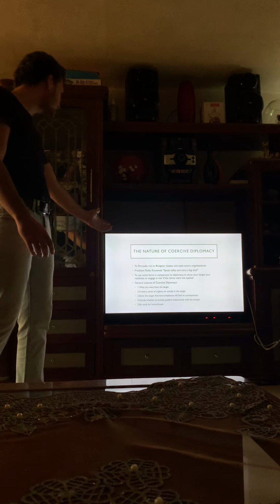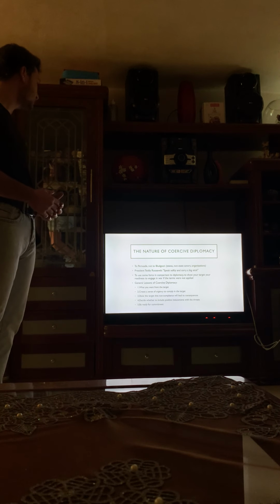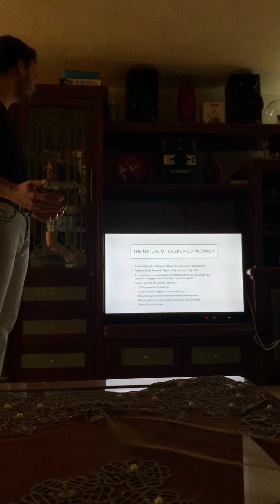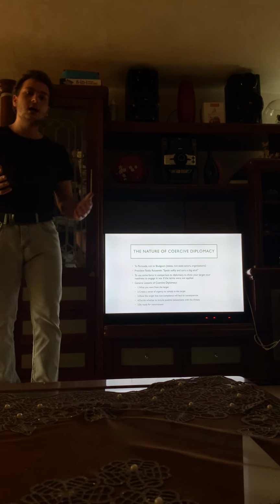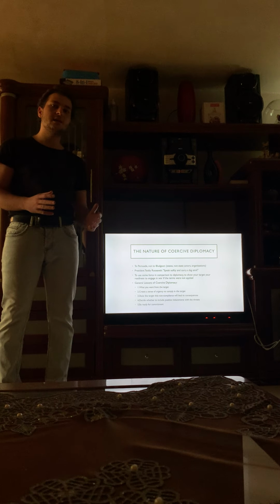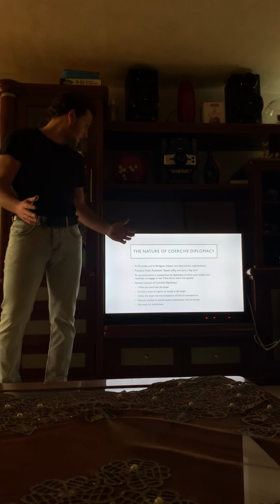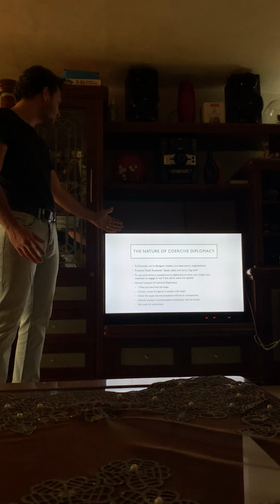So what is it? To use some force in comparison to diplomacy, to show your target your readiness to engage in war if the terms were not applied. So it's basically a moderation of both diplomacy and hostile actions. The general lessons of coercive diplomacy.